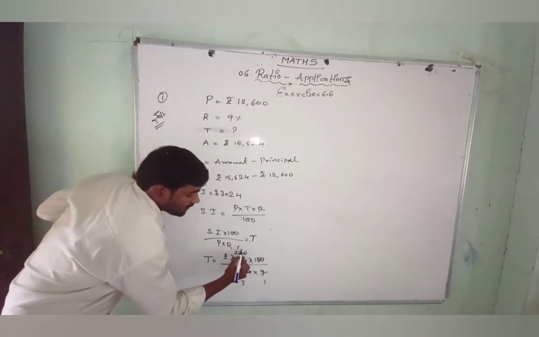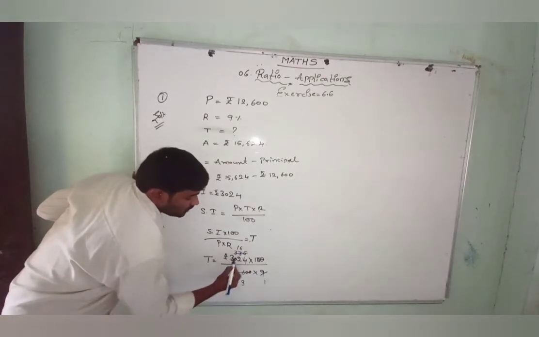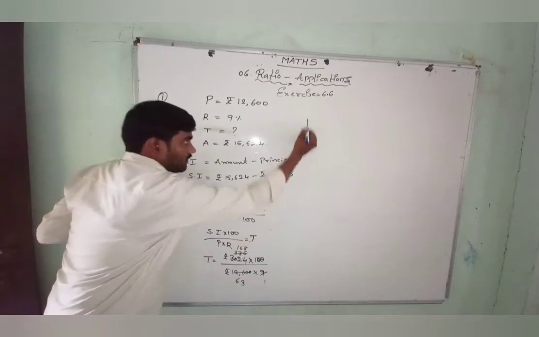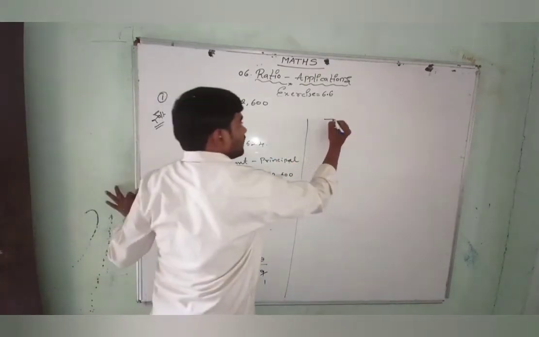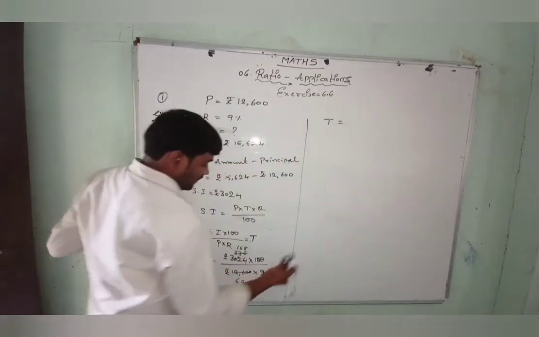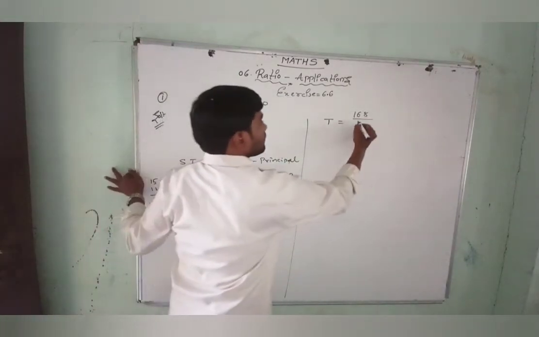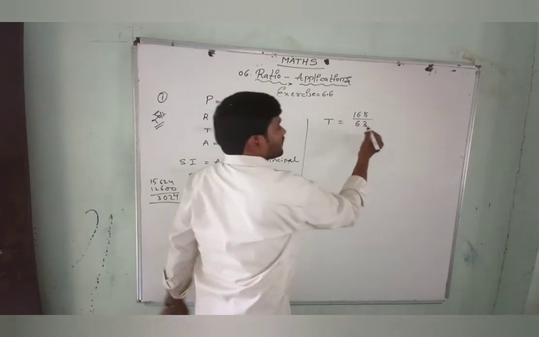Here it becomes 13. 2 6s are 12, and 2 8s are... Then again we go for that. What we got? T equal to 168 by 63. So it can be cancelled again.